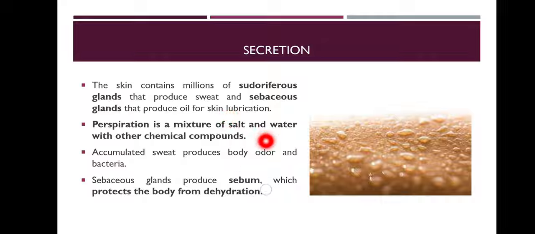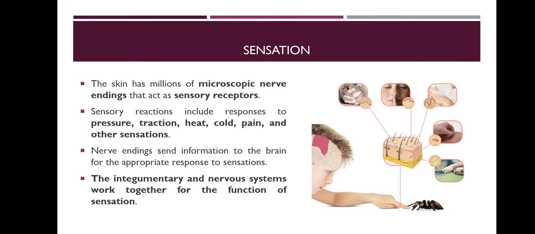Perspiration, also known as sweating, is a mixture of salt and water with other chemical compounds. Accumulated sweat produces body odor and also the accumulation of bacteria. The sebaceous glands produce sebum, which protects the body from dehydration. Next function, the sensation.